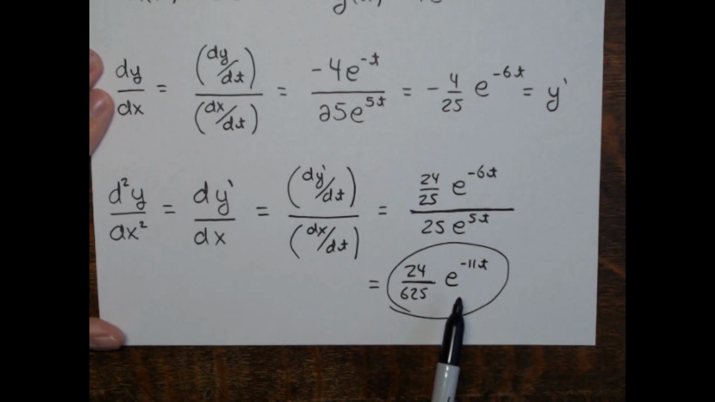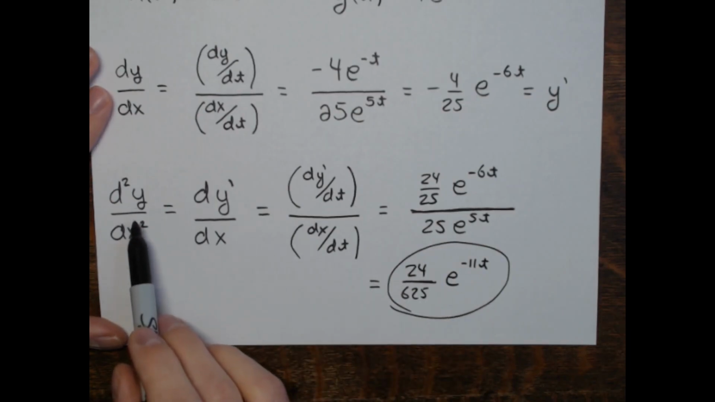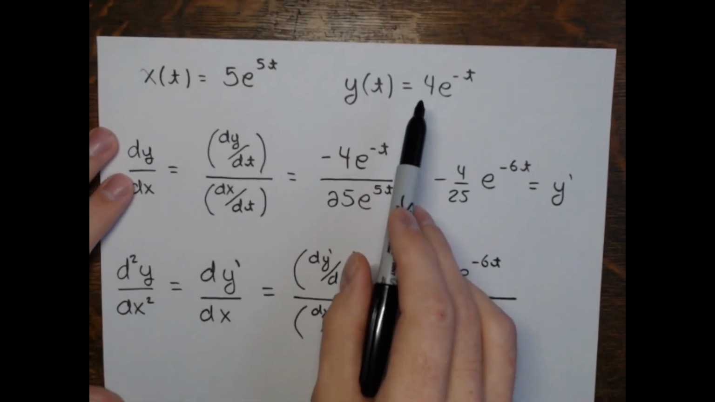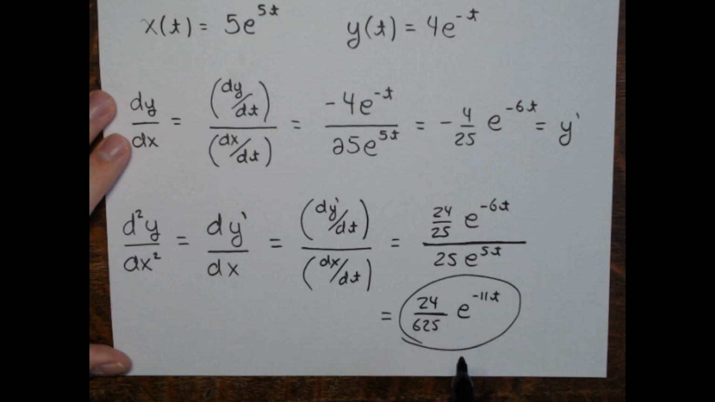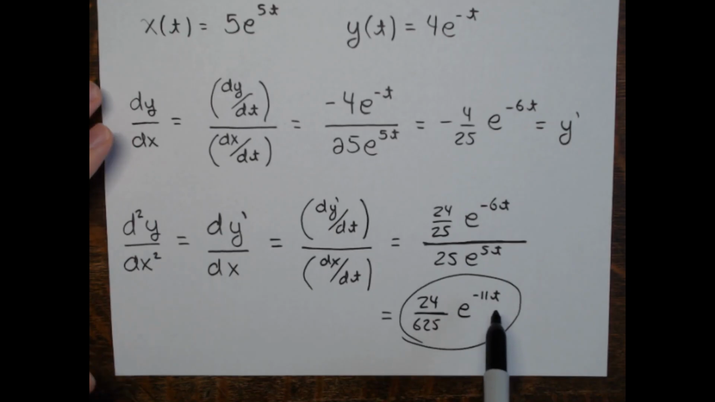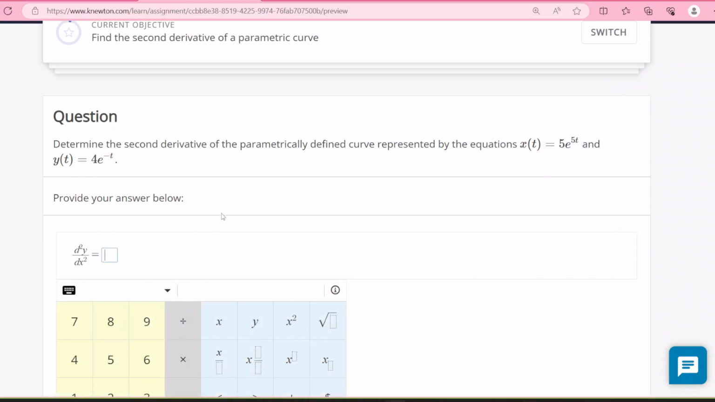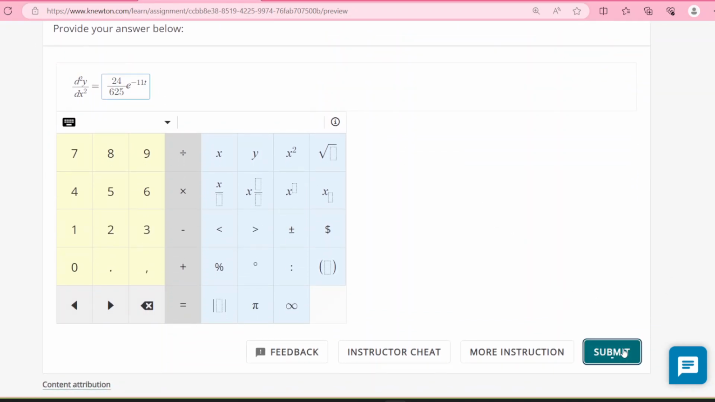This expression here would tell me the concavity of any point on this curve, the curve described by these parametric equations. But again, I would need to know the value of t that would take me to that point. That's all I want. Punch in that expression, depending on t, that would give me the concavity, the second derivative at any moment. So 24 625ths times e raised to the negative 11t, sorry, I had written negative 11t. And this should be good.